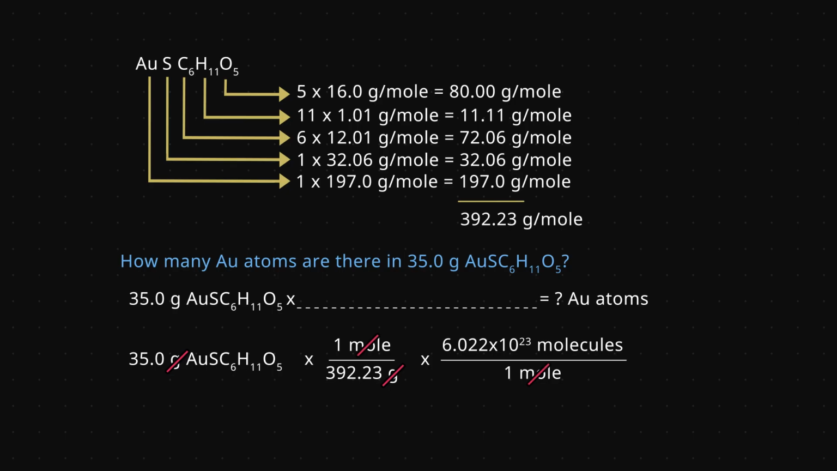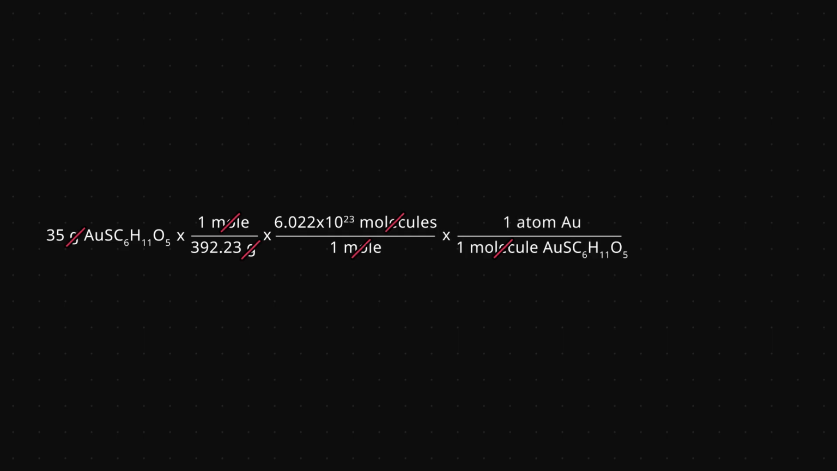From the formula for aurothioglucose, AuSC6H11O5, we can actually see that each molecule contains 1 atom of gold. We now convert the molecules of aurothioglucose to atoms of gold by multiplying by 1 atom of gold over 1 molecule of aurothioglucose. Carrying out the math gives us 5.37 times 10 to the 22nd atoms of gold.